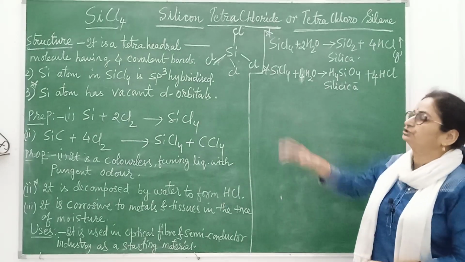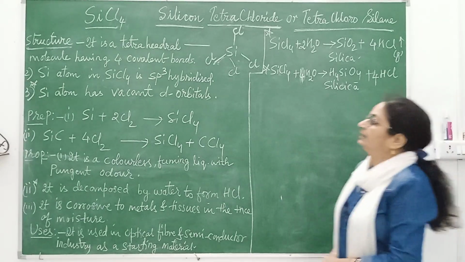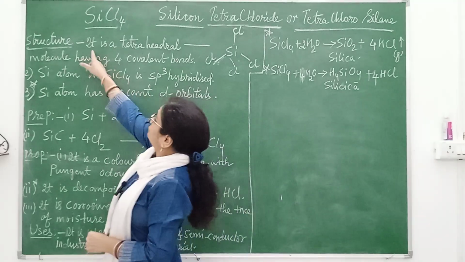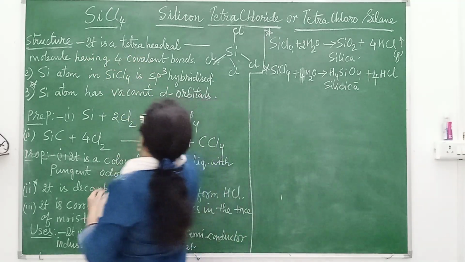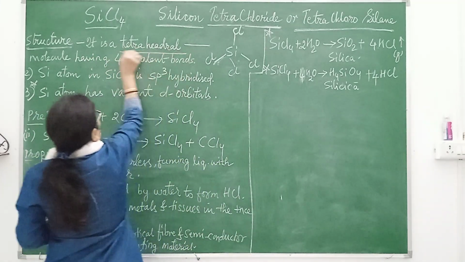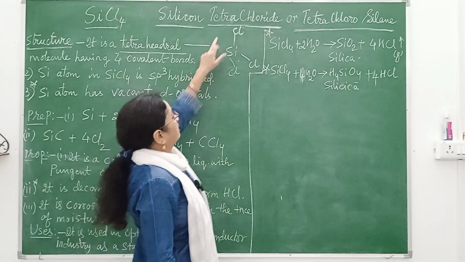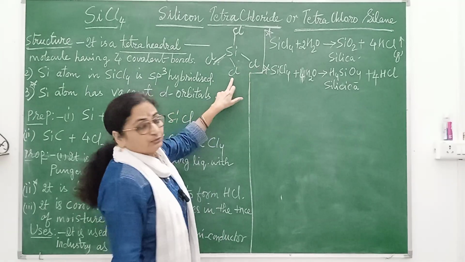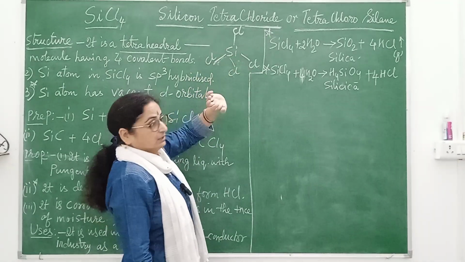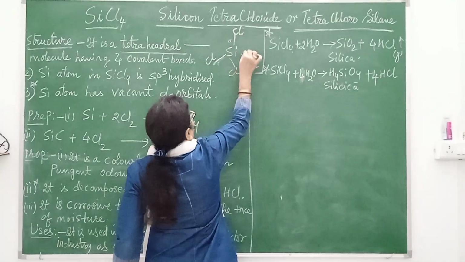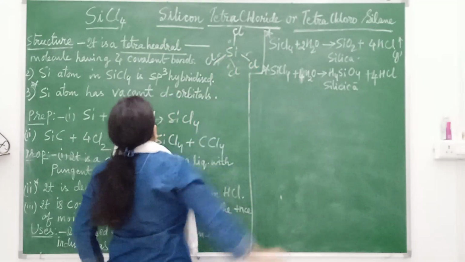Now, let's see the structure of silicon tetrachloride. Students, the structure of silicon tetrachloride is tetrahedral. It is tetrahedral in nature. You can see silicon atom is in the center. It is surrounded by 4 Cl atoms which are covalently bonded to silicon. That means it contains 4 sigma bonds, single bonds.